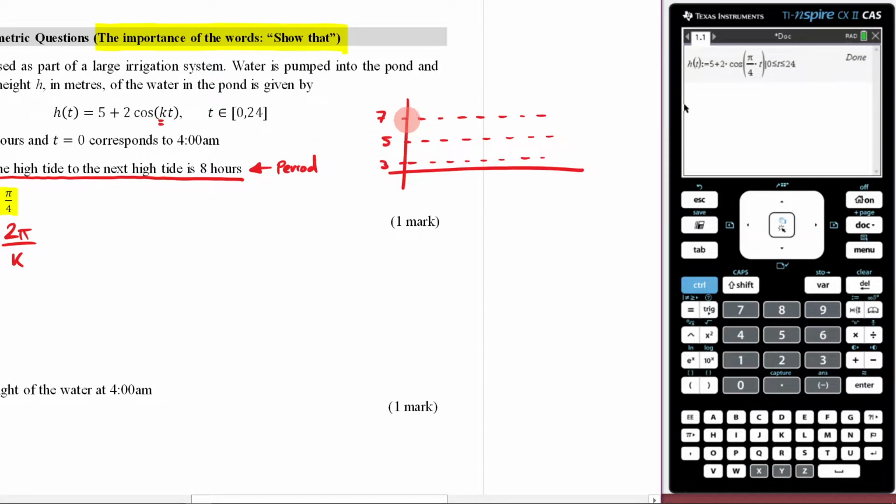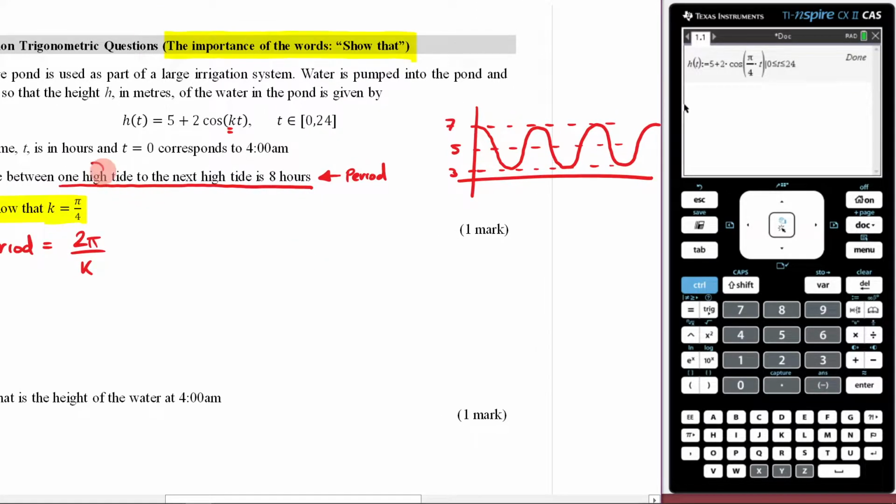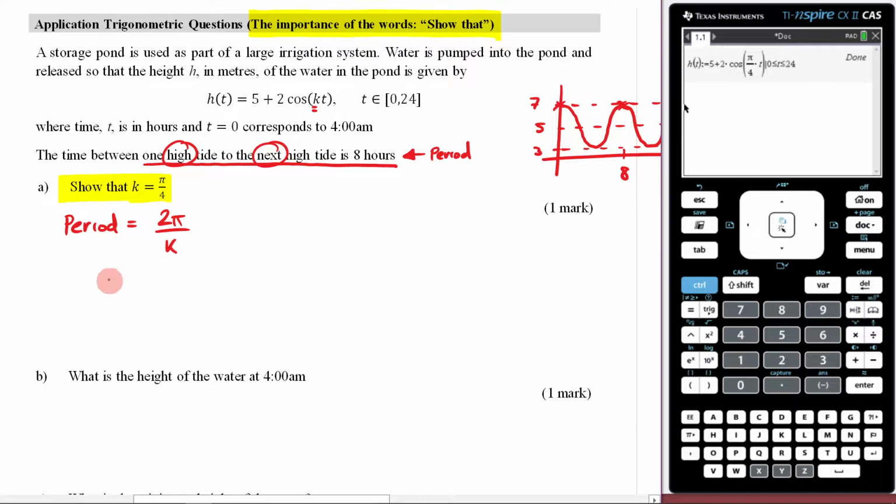It's a cos graph, so it's going to look like this. Up, down, up, down, up, down. And I've been told from one high tide to the next high tide is 8 hours. Well, if I start at 0, then if I go forward, that is going to be 8. Do you see how from there to there, that's one period. From here to here, that's one period. So one period is 8 hours. So what I can therefore say is that 8 is equal to 2 pi on k. And then after some rearranging, k would be equal to 2 pi on 8.